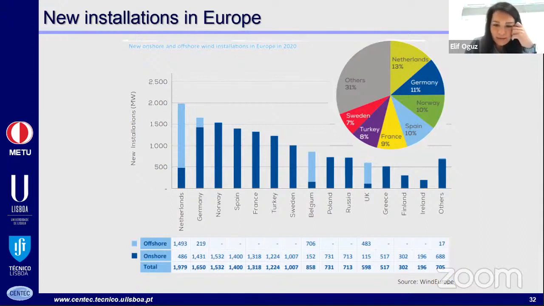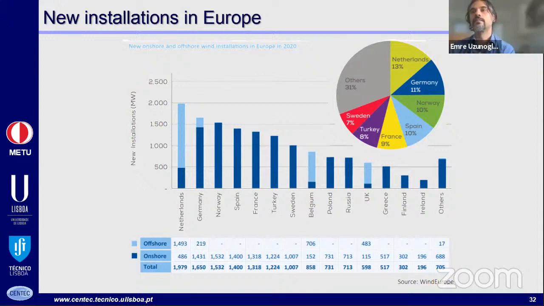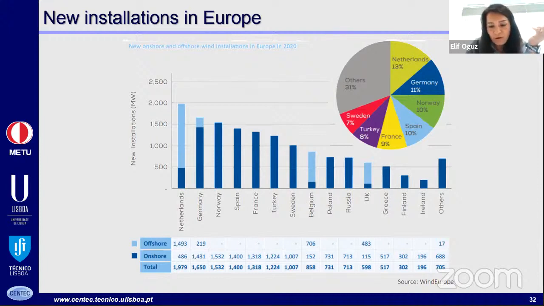And when we have a look at this plot, actually we can realize 80% of the new installations were onshore. And the Netherlands here had 2 gigawatts of installations. Actually, it was the most wind capacity in 2020, having most of it in offshore. And as you see here, Norway installed a record of 1.5 gigawatts of wind capacity, and all of it onshore, as you see. Germany, on the other hand, shows the lowest rate of installations since 2010, but onshore installations increased slightly to 1.4 gigawatts due to small improvements in permitting rules.